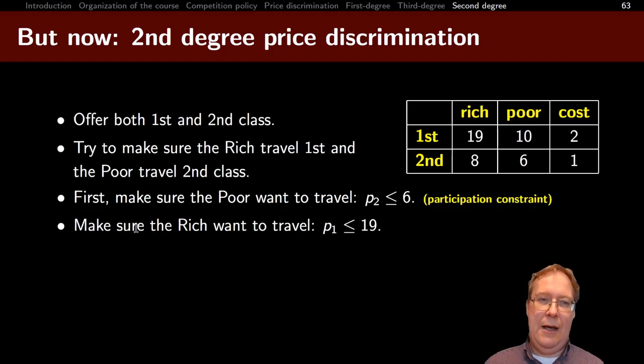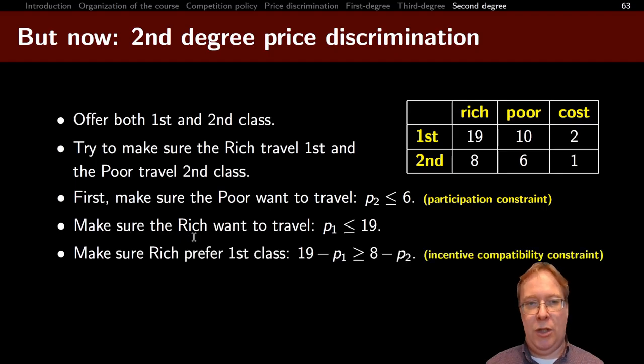Second, I have to make sure that the rich want to travel. I want them to travel first class. They're willing to pay 19 for that. So P1 has to be smaller than or equal to 19. Another participation constraint now for the rich.